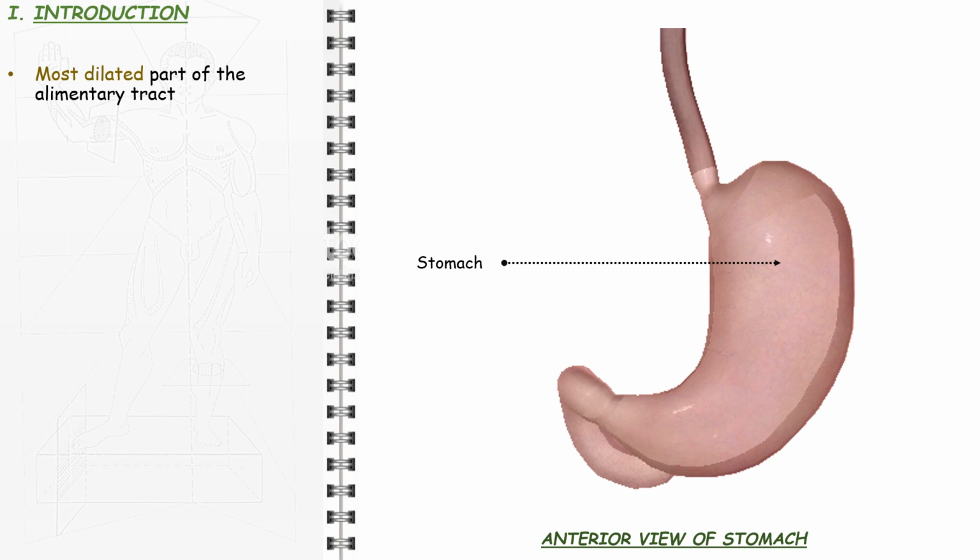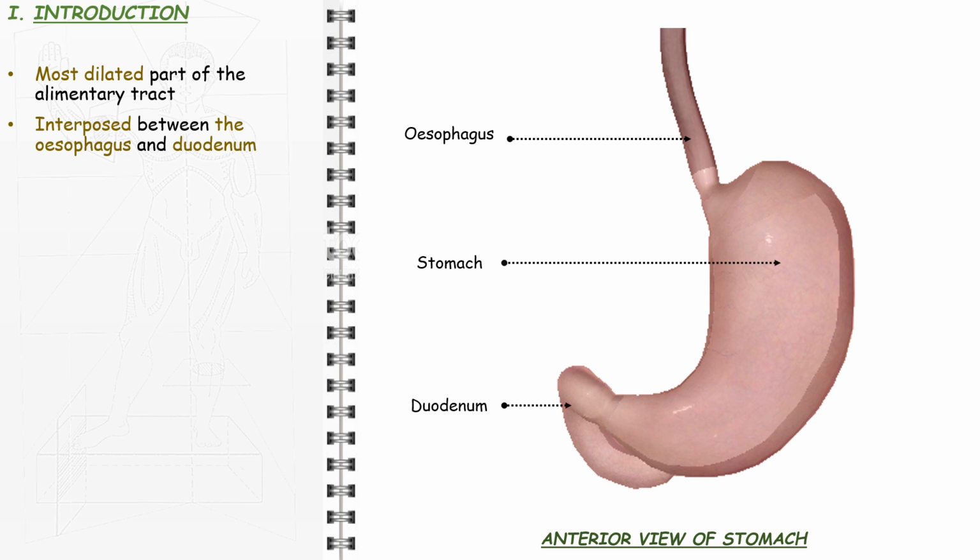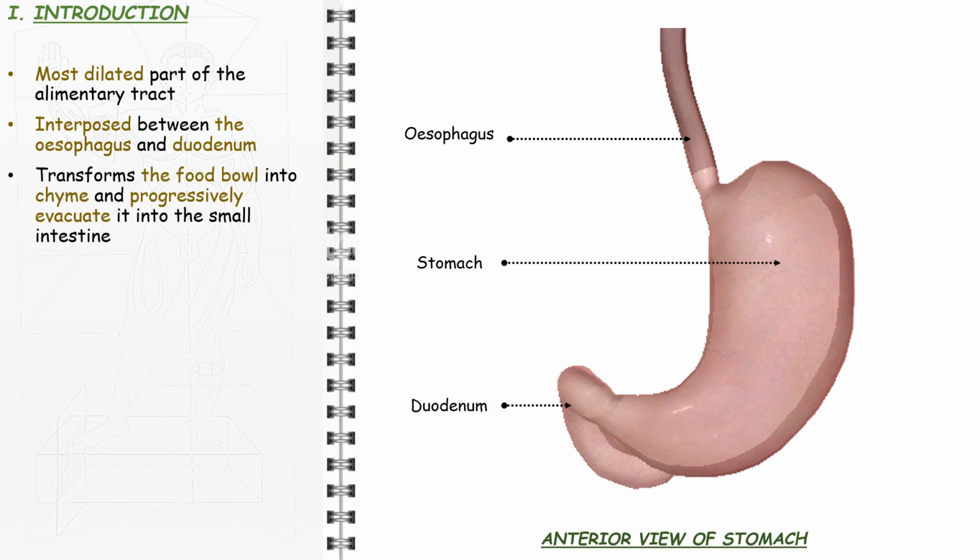The stomach is the most dilated part of the alimentary tract. It is interposed between the esophagus and duodenum. The stomach transforms the food bowl into chyme and progressively evacuates it into the small intestine. Thus, it acts as a food bowl container with a highly secreting mucosa and much developed muscle.